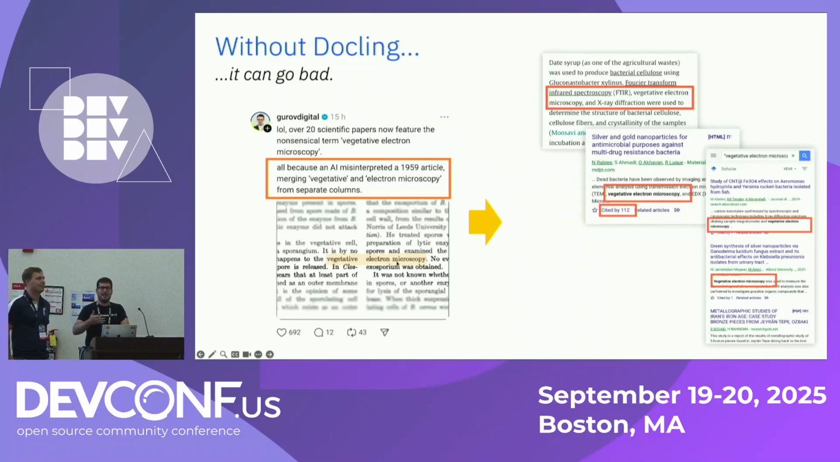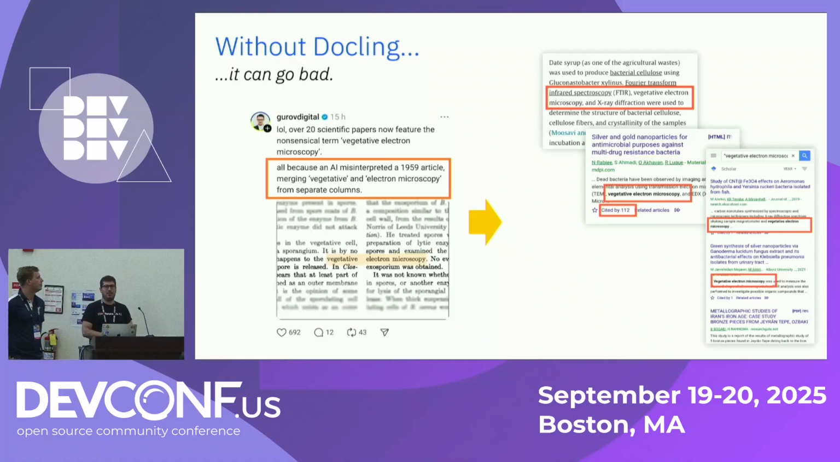When you use a very, let's say, simplistic PDF reader, which is only extracting the text as it is in the PDF, you end up building a single line, something that looks like a noun phrase, vegetative electron microscopy. And guess what? This is exactly how all of the data from the internet was crawled and processed when the frontier models and the big LLMs were trained.